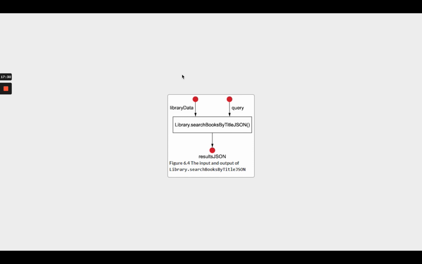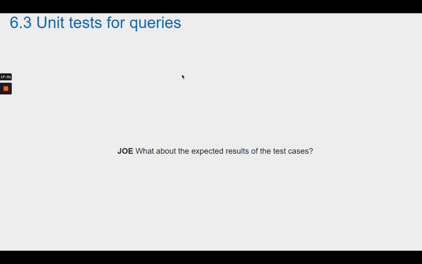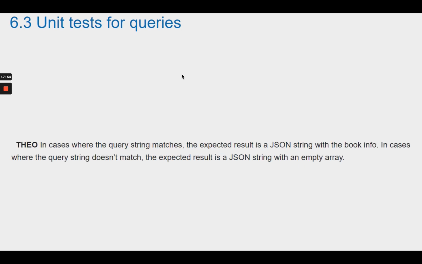Theo: The inputs of library.searchBooksByTitleJSON are library data and a query string, and the output is a JSON string. See Figure 6.4. So I would create a library data record with a single book and write tests with query strings that match the name of the book and ones that don't match. Joe: What about the expected results of the test cases? Theo: In cases where the query string matches, the expected result is a JSON string with the book info. In cases where the query string doesn't match, the expected result is a JSON string with an empty array.